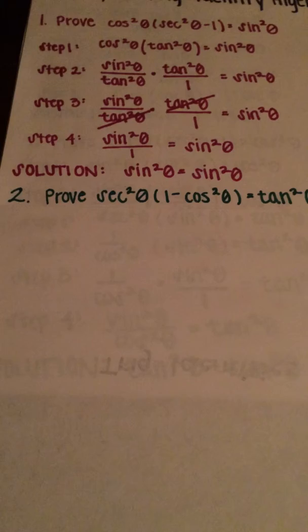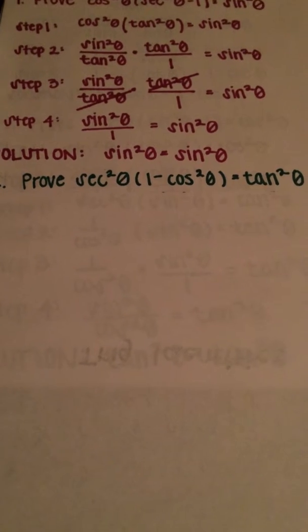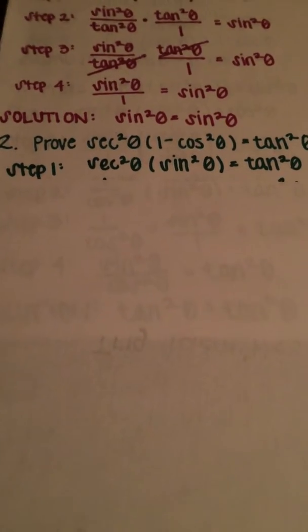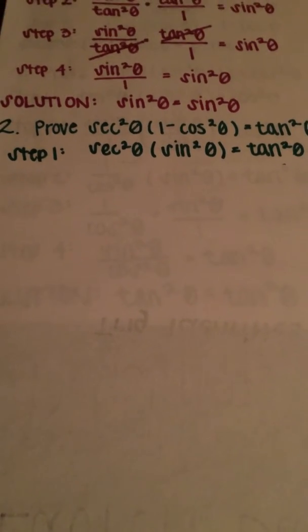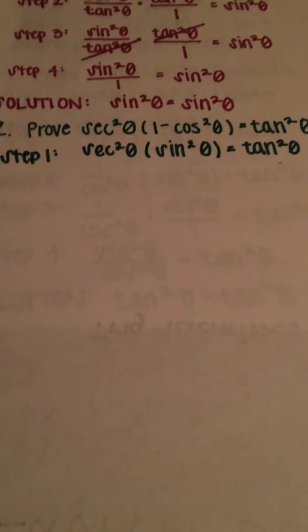Example number 2. Secant squared theta times 1 minus cosine squared theta equals tangent squared theta. Step 1. Secant squared theta multiplied by sine squared theta equals tangent squared theta. 1 minus cosine squared theta is a Pythagorean identity, and it's equivalent to sine squared theta.